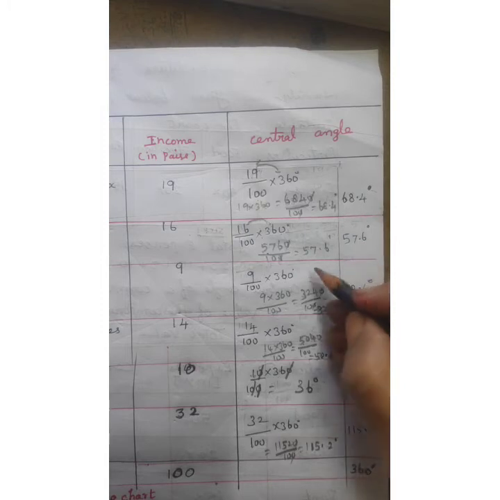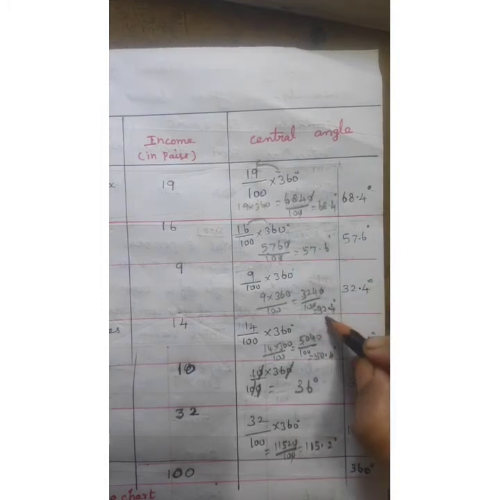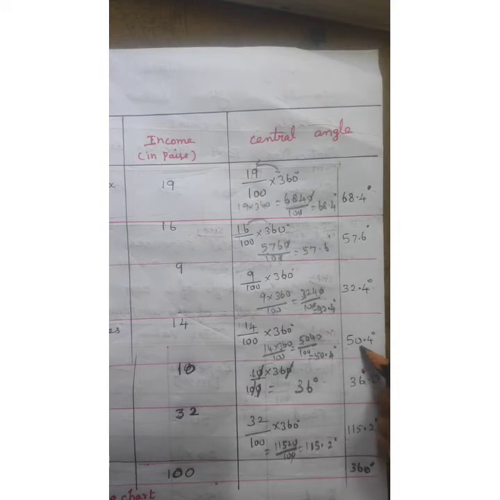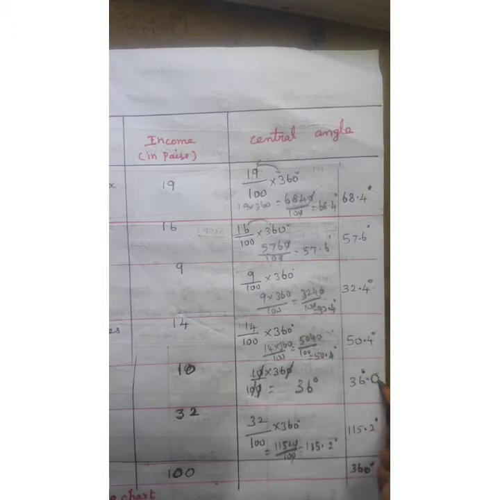These are all the answers: 68.4 degrees, 57.6 degrees, 32.4 degrees, 50.4 degrees, 36 degrees, 115.2 degrees. After 36 there is no decimal number, so write it as 36.0, because all the numbers are decimals. First, check whether your sum is correct or not. Add all the numbers: 2 plus 4 is 6, 6 plus 4 is 10, 10 plus 6 is 16, 16 plus 4 is 20. Write the 0.